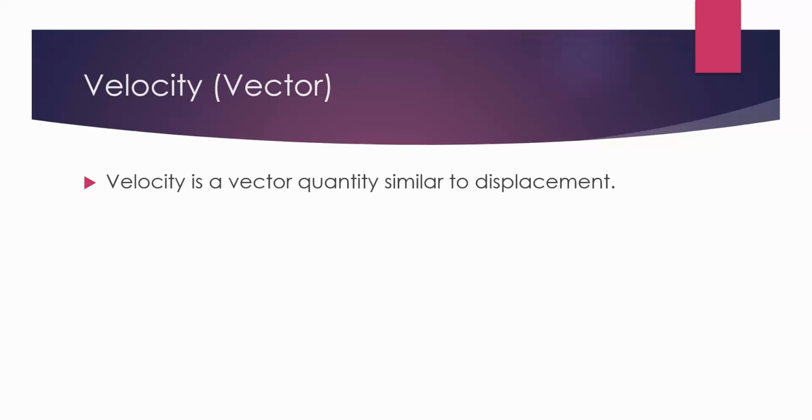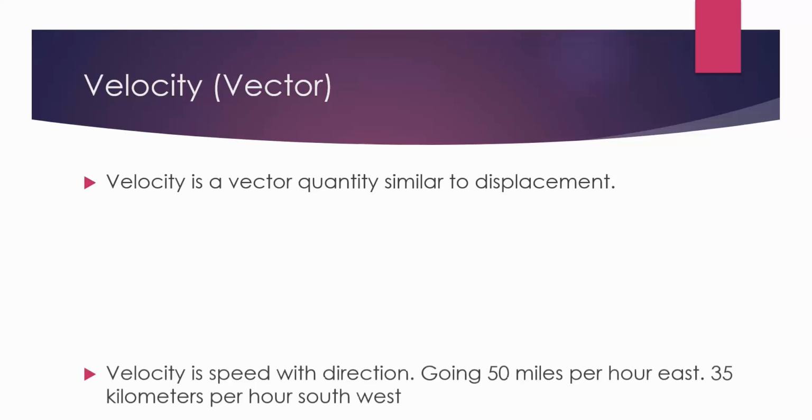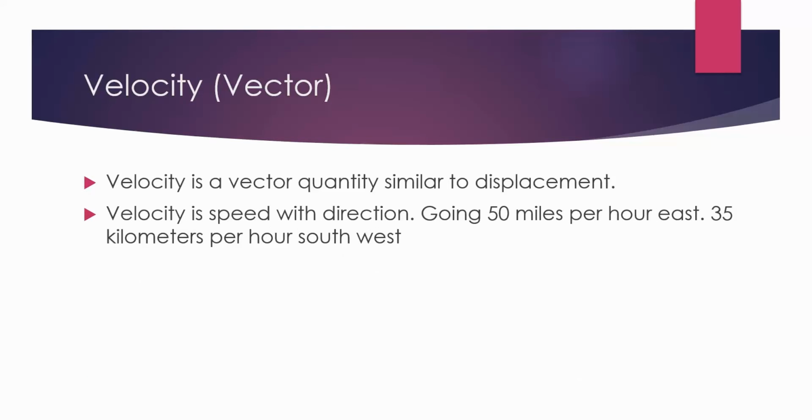And next we could talk about velocity. So velocity is related to speed. Velocity is the vector version of it. So remember, in a vector we have direction and magnitude. Okay? So velocity is very similar to displacement, which was the first vector we were talking about in class. And since it's speed with direction, it's going to come in forms like, going 50 miles per hour east, going 35 miles per hour southwest.